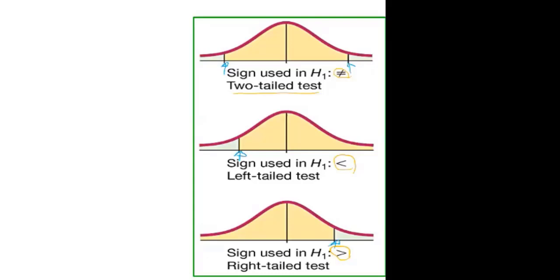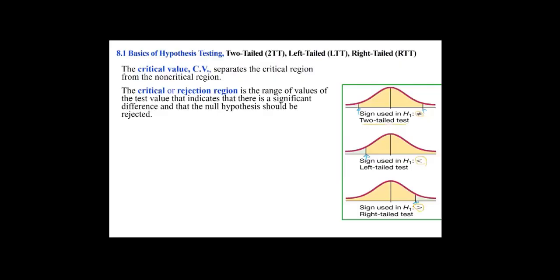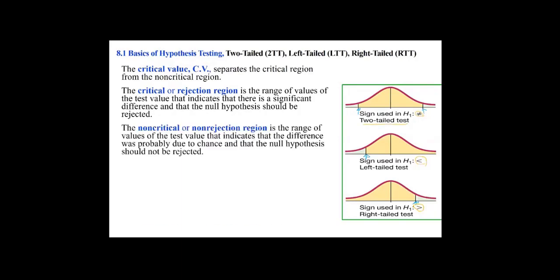So what does the critical value or values do? They separate the two regions, critical regions and non-critical regions. The critical value, CV, separates the critical region from the non-critical region. The critical or rejection region is the range of values of the test value that indicates that there is a significant difference and that the null hypothesis should be rejected. The non-critical or non-rejection region is the range of values of the test value that indicates that the difference was probably due to chance and that the null hypothesis should not be rejected.